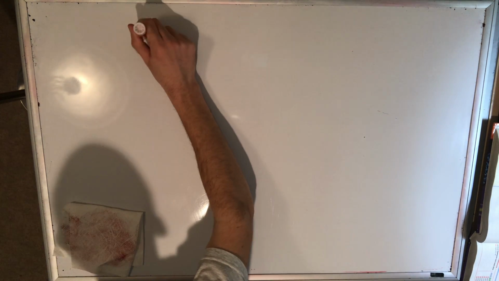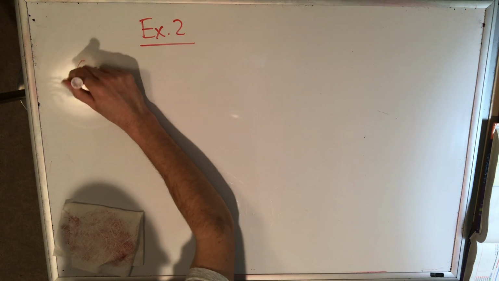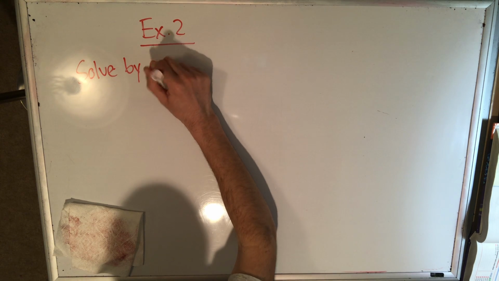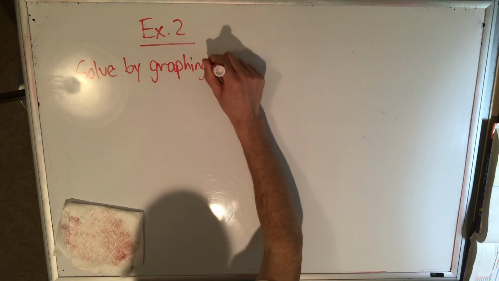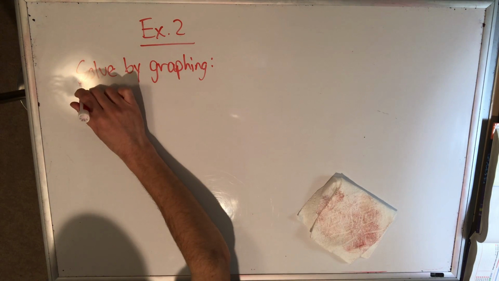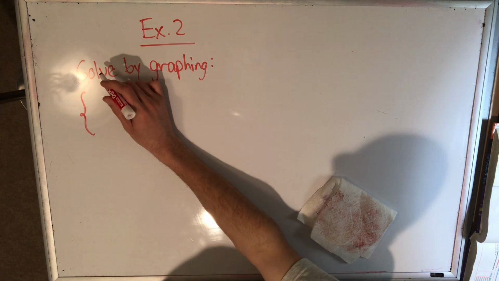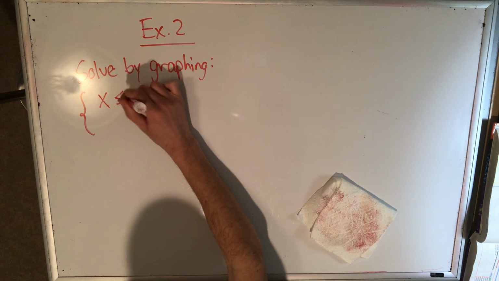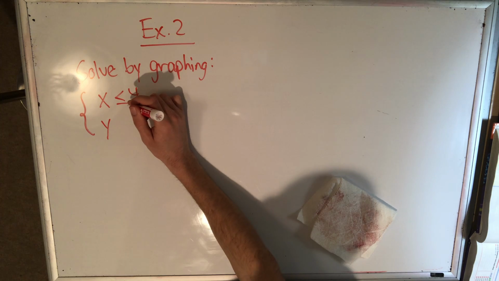Example 2. Solve by graphing, which is really the only way you can solve a system of two inequalities. The system given to us in this problem is x is less than or equal to 4 and y is less than 2.